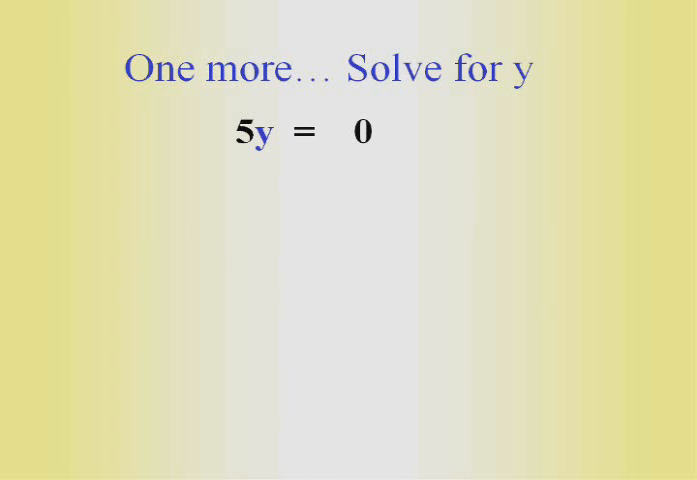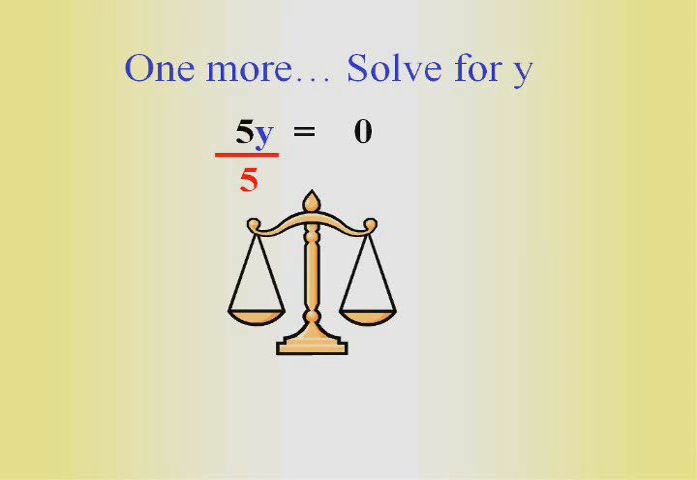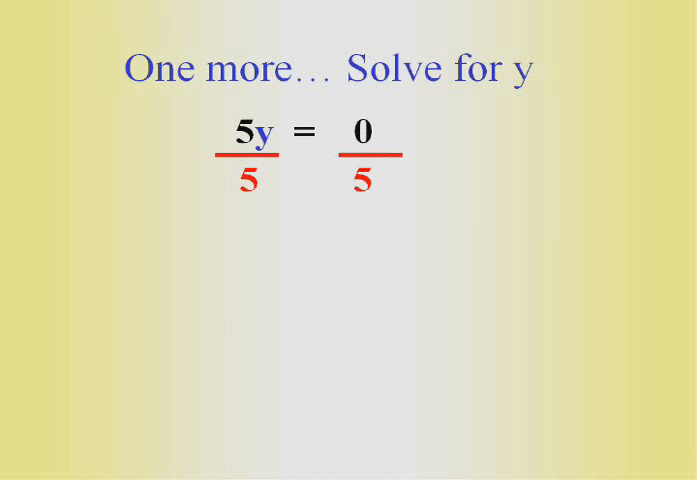Let's do one more. This time we're going to solve for y. Who's keeping y from being by itself? The 5. He's multiplying, so I'll divide. Now don't be afraid of 0. He's a number. If you did it on the left, you have to do it on the right. Okay? So let's just do it. It's fair as fair can be.